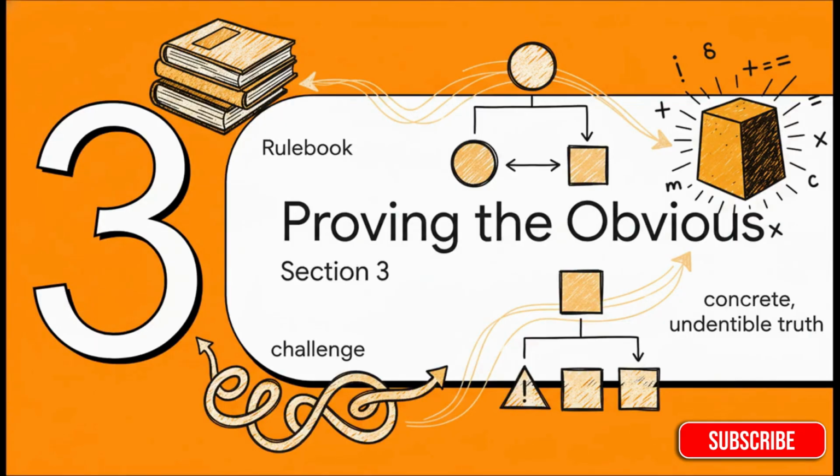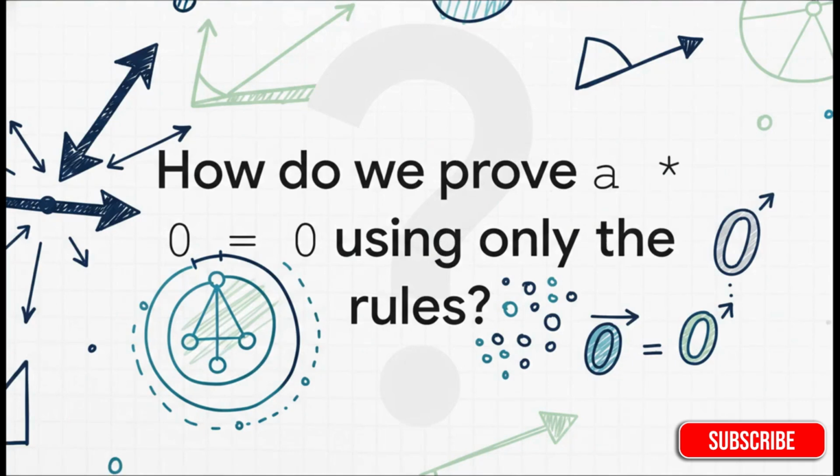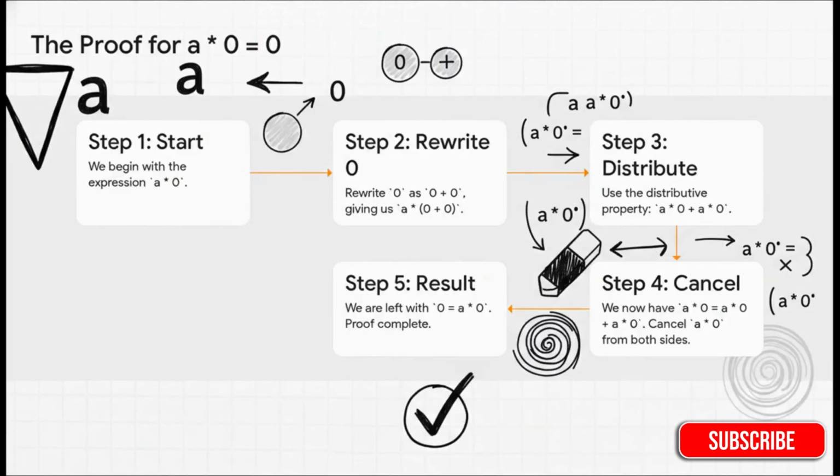All right, the stage is set. We've got our rulebook, we've got our challenge. Let's build this thing. Let's see how these abstract-sounding rules can lead us to a solid, undeniable truth. Okay, back to the big question. Using only the rules we just laid out, how do we prove that any scalar, a, times the zero vector, 0, has to equal the zero vector? Let's get to it. Let's walk through the logic together, step by step.